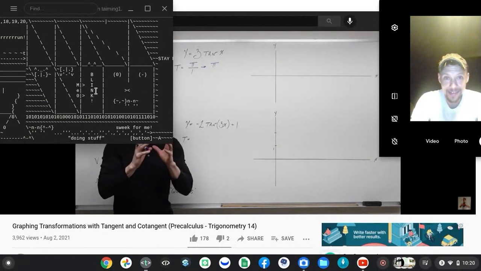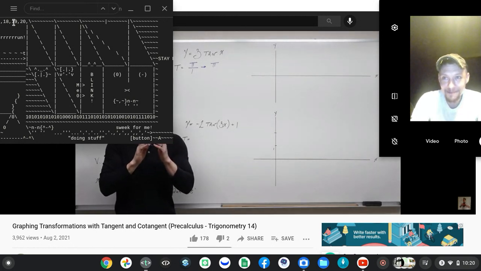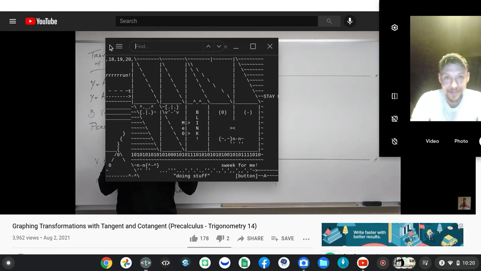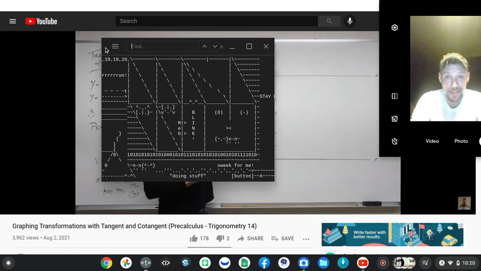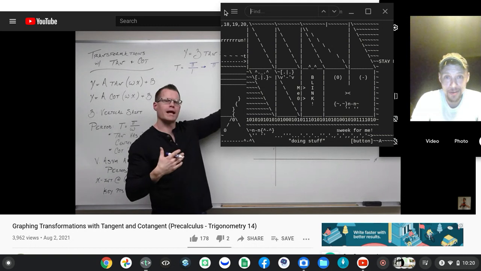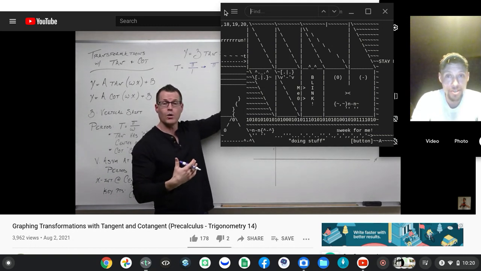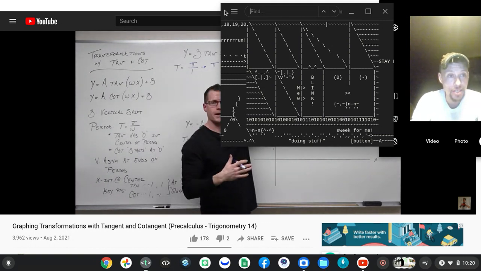With tangent, it's very important to understand that the period of tangent is pi, but it's centered around 0. That's the center of the period. Well, then how can we put a period of pi? We don't want to go all the way to pi. Now think about that on the line.